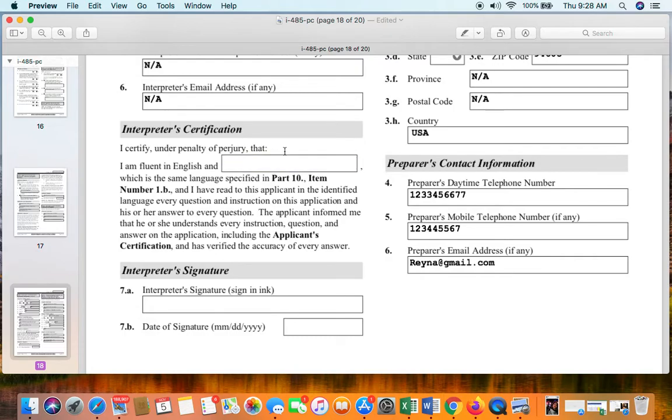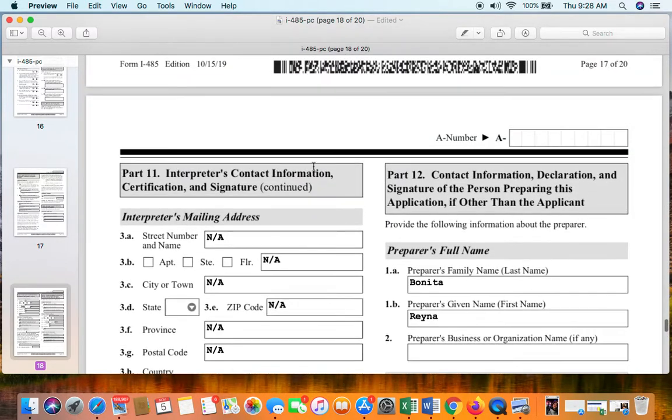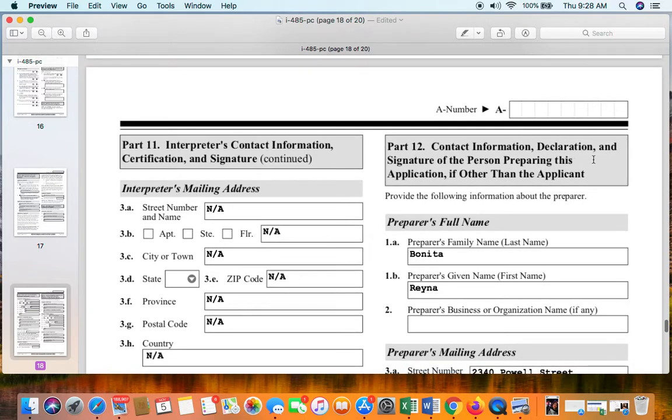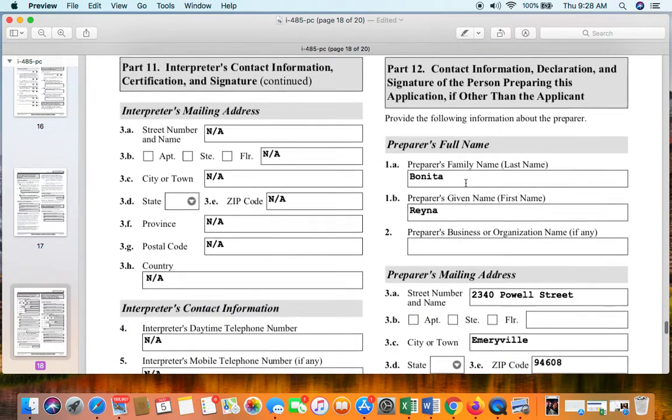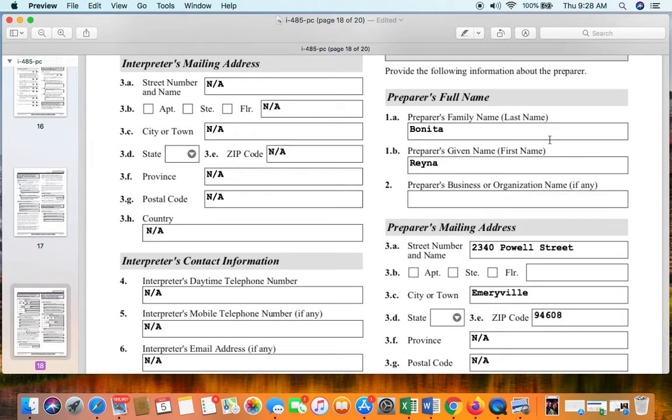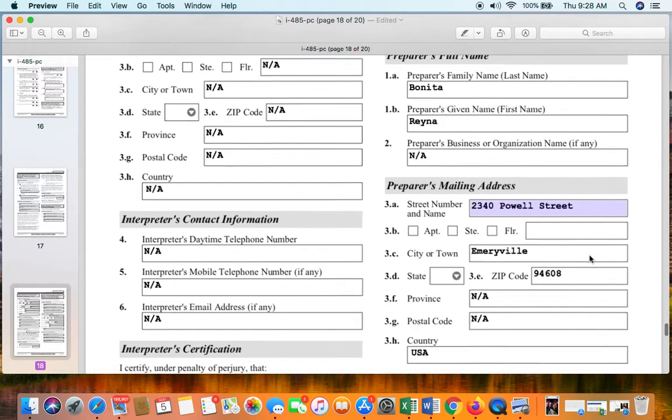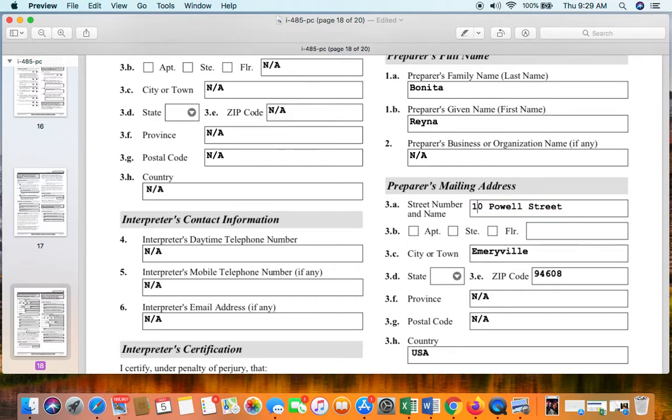Then Part 12, contact information, declaration, and signature of the person preparing this application. That is me. I am the principal and I prepared this for my derivative. So I'm just going to put my last name in here, and leave that blank right there. If any is not applicable, I'm just going to put N/A. So my preparer address, I am the preparer, so I'm just going to put this address right here.